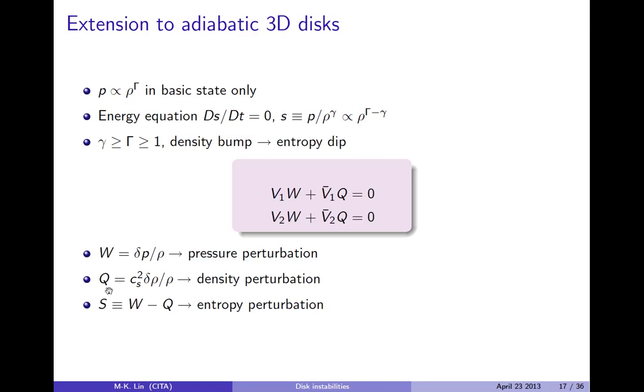The previous set of calculations is a special case where the two gammas are equal. This is now a more general case where the two gammas are not equal in general, and therefore W and Q are in general not the same. The difference between W and Q, we can define to be the entropy perturbation. So that is the most natural definition of entropy perturbation for this problem.